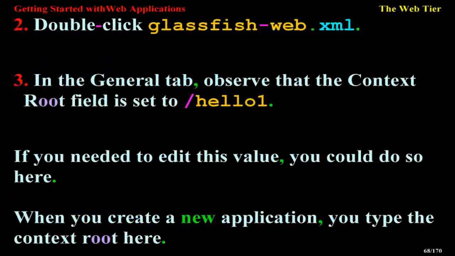Double-click glassfish-web.xml. In the General tab, observe that the context root field is set to /hello1. If you needed to edit this value, you could do so here. When you create a new application, you type the context root here.